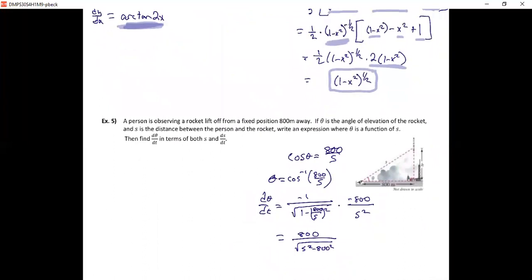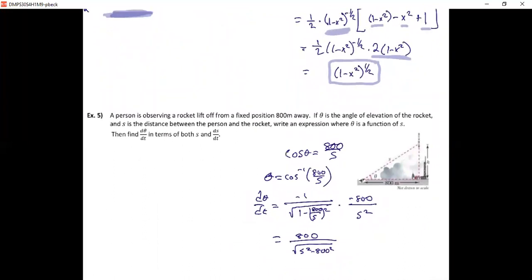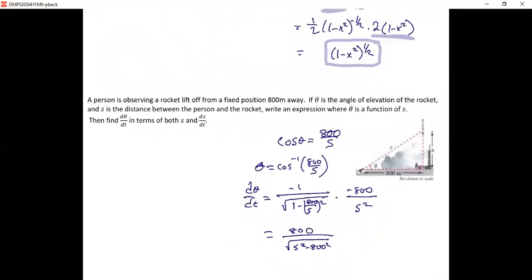Last but not least, I have this problem. A person's observing a rocket, and this is kind of like our prelude into 2.7, which is related rates. Theta is the angle of elevation of the rocket. S is the distance between the person and the rocket. My goal is to find an expression where theta is a function of S. So happily, I have this picture which shows the overall situation. I need theta in terms of S to begin with.